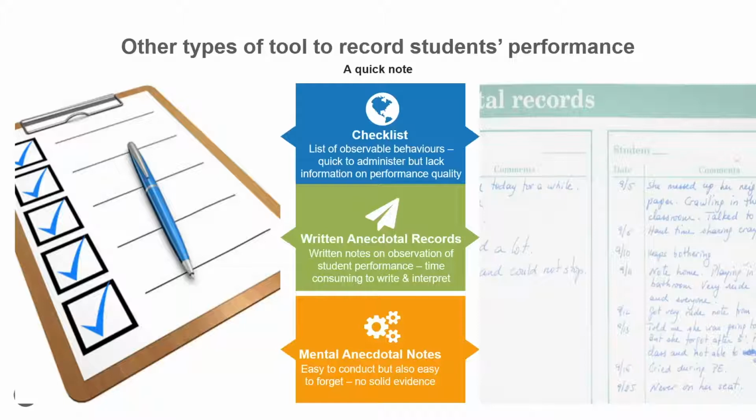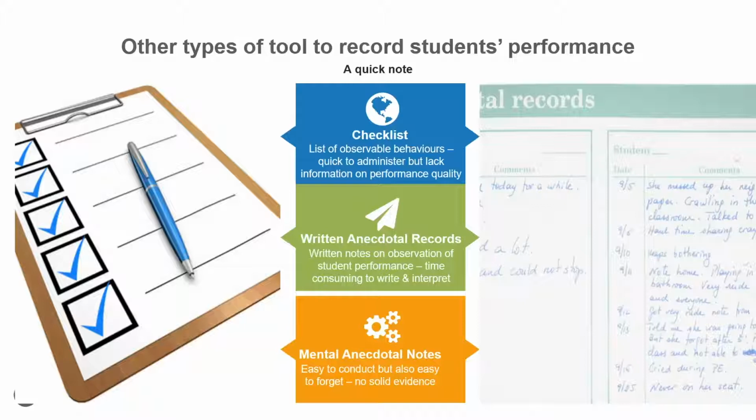So written anecdotal records are just like your field trip notes, where you write the note on observation of students' performance. But the only thing is it's time consuming to write and interpret, just like qualitative. But the information is actually very, very rich.